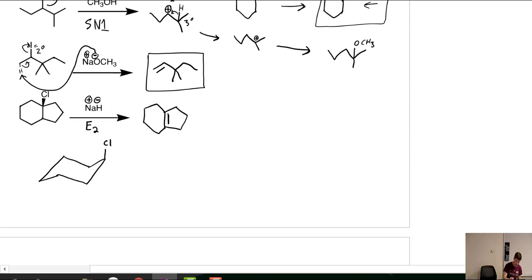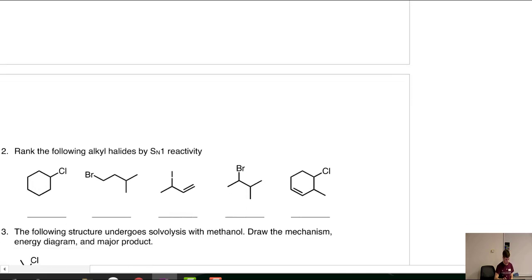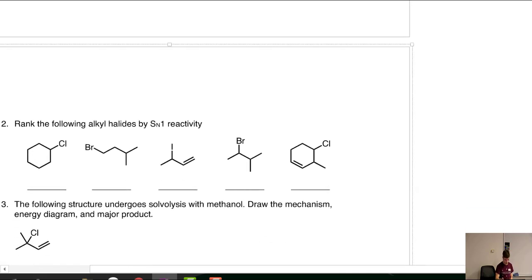When the chlorine's axial here, looking into this carbon, if we were to draw the Newman projection, we would see that this hydrogen is axial as well, and that means they're anti-coplanar. So we're looking right down there. That's just a side note. I wouldn't worry about it too much, but it is a possibility. So with that, moving on. We are almost through this thing.